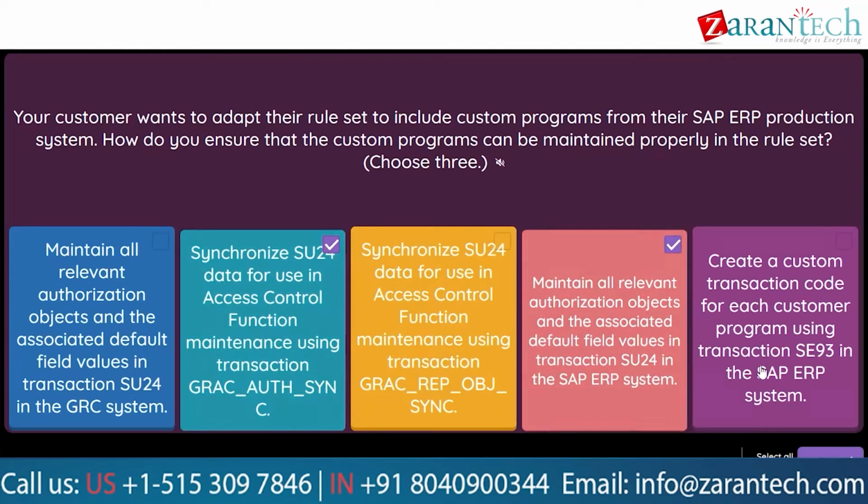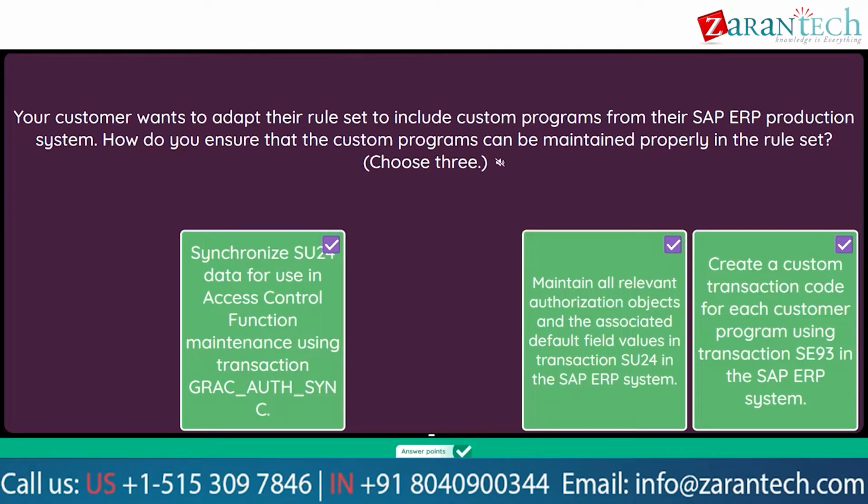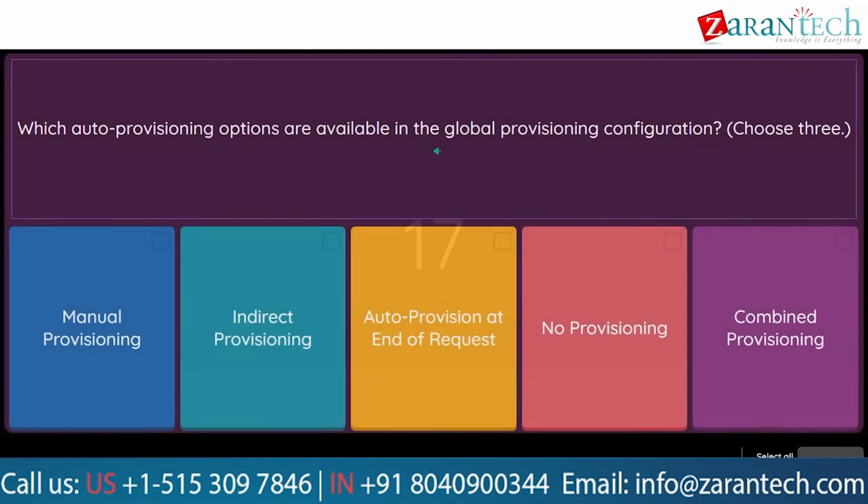Question: Which auto-provisioning options are available in the global provisioning configuration? Choose 3. Option 1: Manual provisioning. Option 2: Indirect provisioning. Option 3: Auto-provision at end of request. Option 4: No provisioning. Option 5: Combined provisioning.